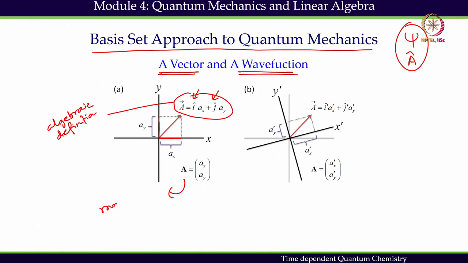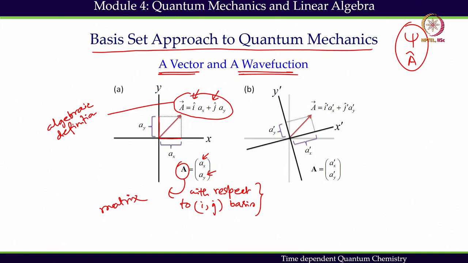In the matrix representation, I can represent the vector in terms of its components. What components do I have? Ax component and Ay component for this vector. So this is the matrix we represent. The same vector can be represented in a different way, in a matrix form. But when we have represented this, implicitly we are saying that it is with respect to the ij basis.